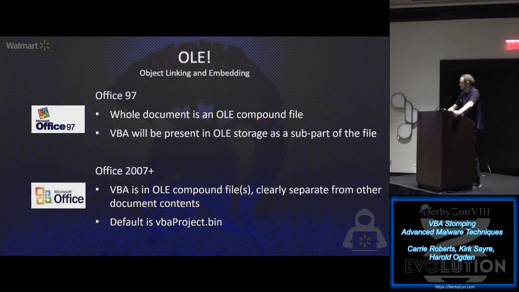Object linking and embedding, if you're not familiar with it, is a proprietary format Microsoft developed. Like I said earlier, 97 format. The whole thing is in one big OLE file, but in Office 2007 and plus, in the OpenXML format, the VBA that you write is going to be stored in an OLE compound file that's clearly separate from the other parts of the document, and it's going to be saved as vbaProject.bin inside that zip file.